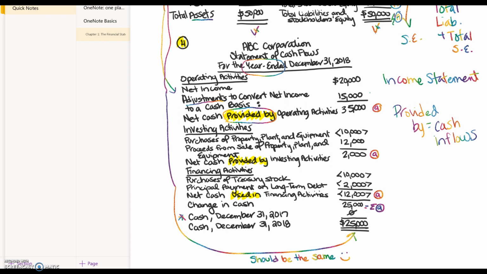Under investing activities, this is what we've used and received cash related to the purchases and sales of long-term assets. So for instance, property, plant, and equipment. We made a purchase, $10,000 outflow of cash. Notice it's negative. And proceeds from the sale of property, plant, and equipment, cash inflow. So we netted these two amounts to calculate 2,000, again, net cash provided by for this category.